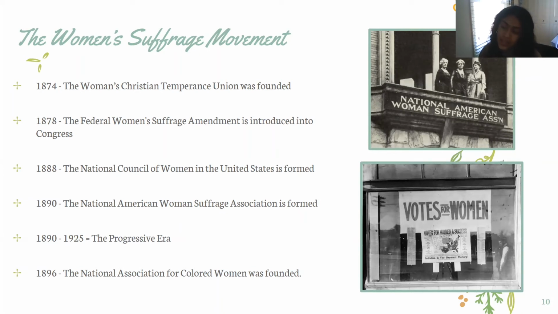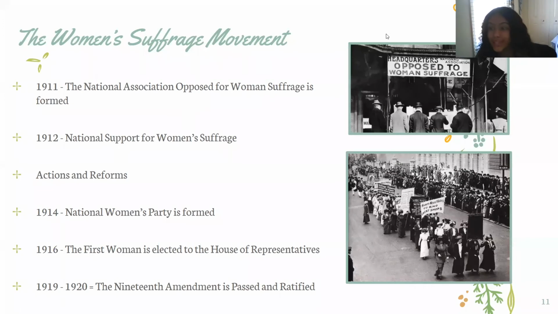In 1896, the National Association for Colored Women was founded, joining many groups that were also fighting for women's rights at the time. By 1911, many states had started to adopt women's suffrage into their constitution. However, not everybody was quite as accepting of women's rights. In 1911, the National Association Opposed to Women's Suffrage was organized. Although many were against equality for women, in 1912 there was a national support for the women's suffrage movement.